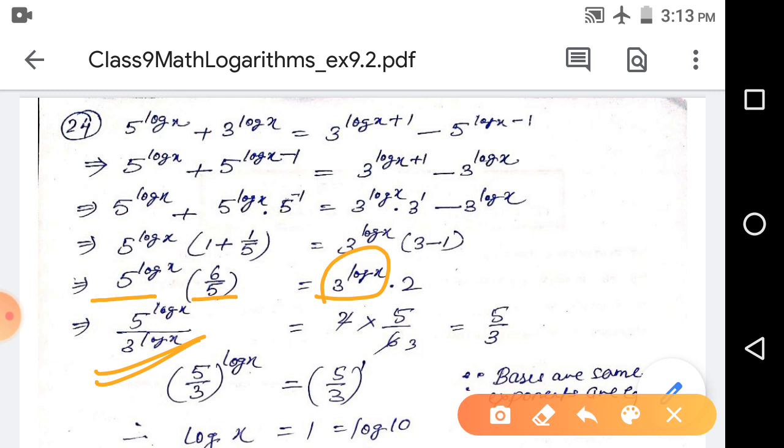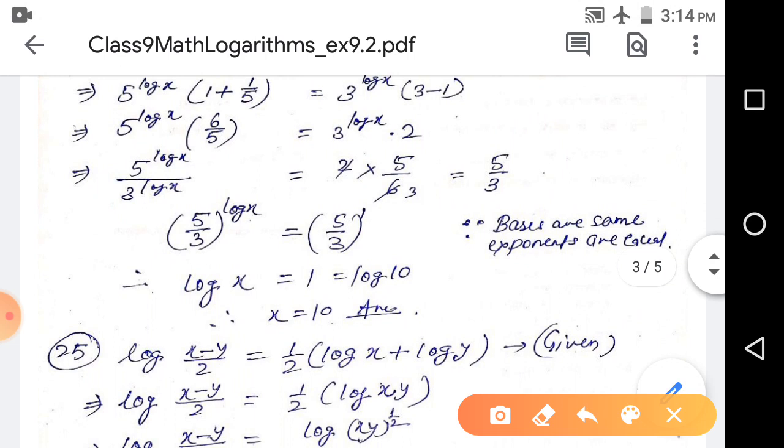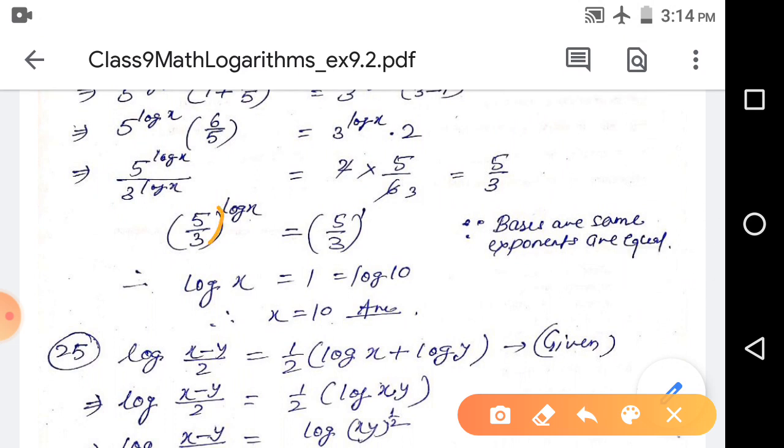So this is 5 to the power log x by 3 to the power log x, and here in the right hand side part this 5 is multiplied here, and this 6 is multiplied here. That means the reciprocal is taken when we multiply with this 2. So we have 5 to the power log x by 3 to the power log x. That means, if we take 5 by 3 whole to the power log x, in the RHS part we have 5 by 3 whole to the power 1. This one means 5 by 3 to the power 1. Here we have log x equal to 1.